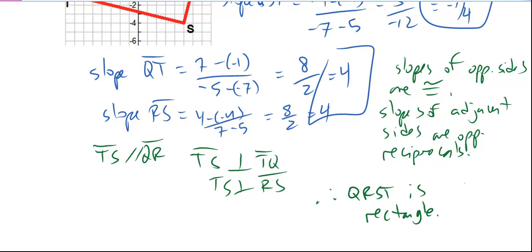So the idea is we're just using the distance formula and slopes to prove things about these figures simply through our calculations, and we're going to practice this a lot more in class. I hope that makes sense.